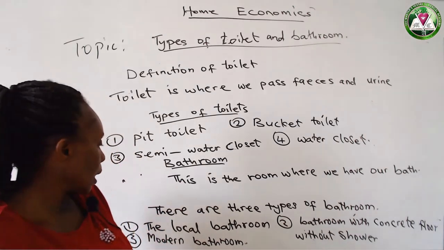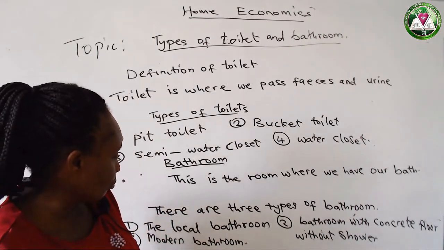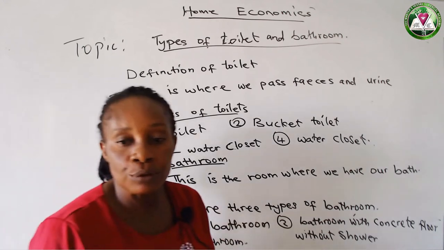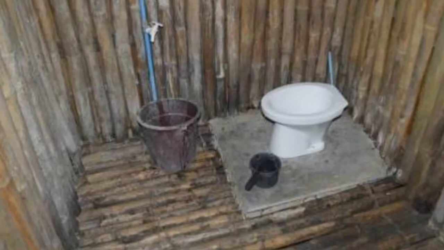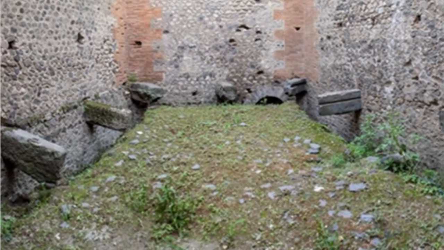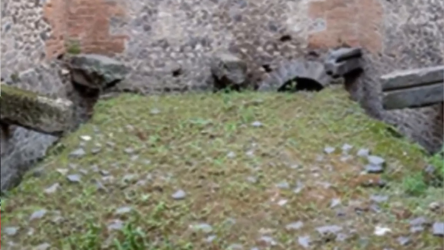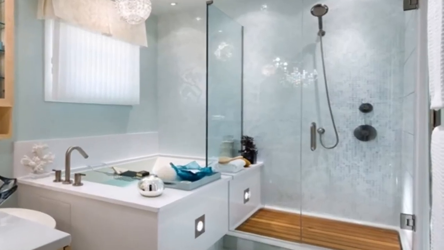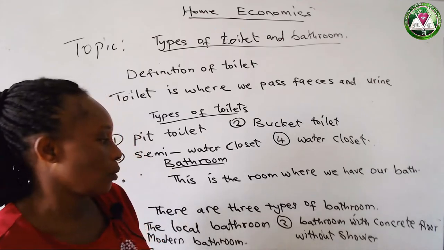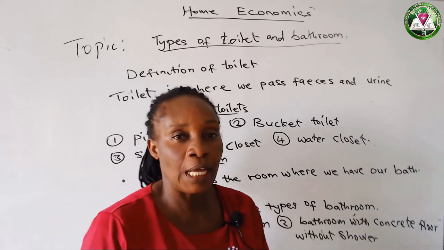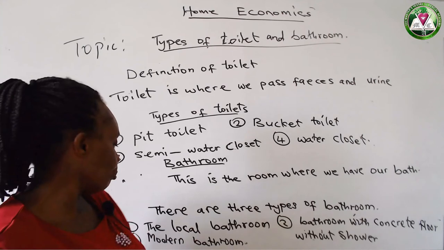Now we have three types of bedroom. Number one, local bedroom. Number two, bedroom with concrete floor tiles without shower. Number three, modern bedroom. Children, how many types of bedroom do we have? Three.